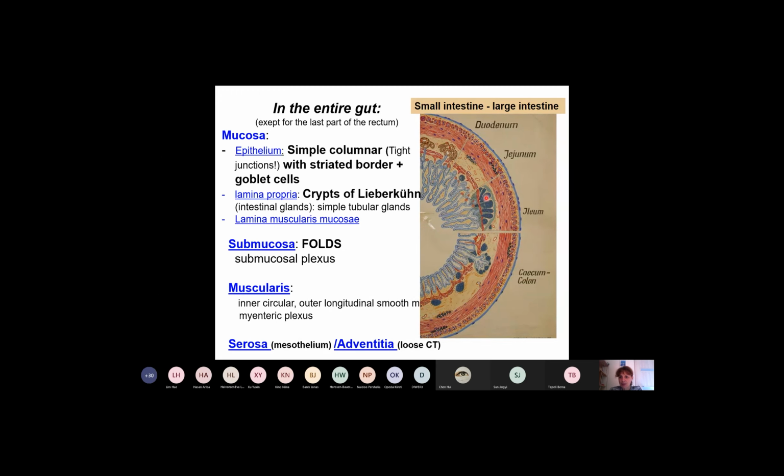Between the two layers we will also see the neurons which belong to the myenteric plexus. In the submucosa we also have a nerve plexus, the Meissner plexus. But about this plexus I won't speak today anymore. Last time we mentioned this nerve plexus in detail. And the outermost layer can be different: serosa if the gut is covered by the peritoneum, or adventitia if it is not. Adventitia is a loose connective tissue, serosa corresponds to the mesothelium.